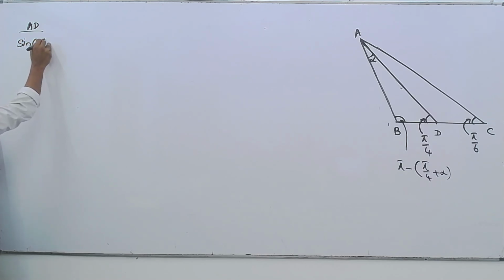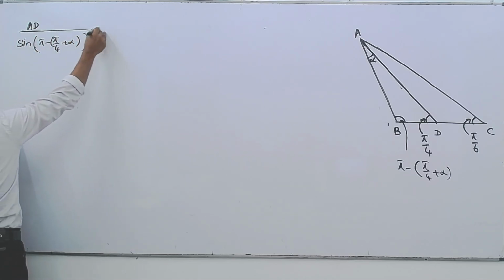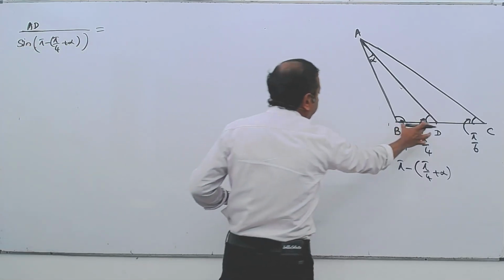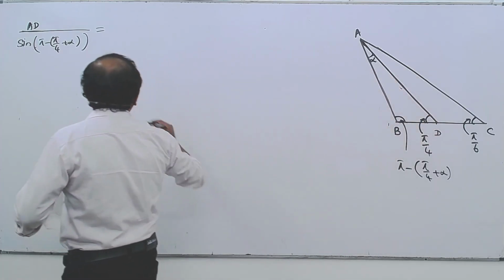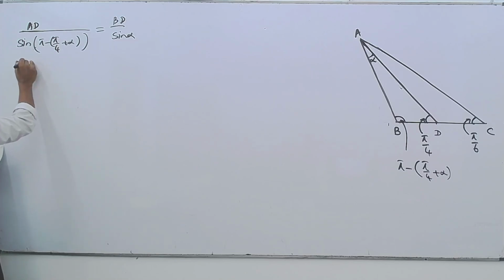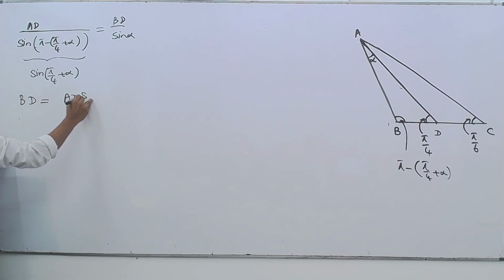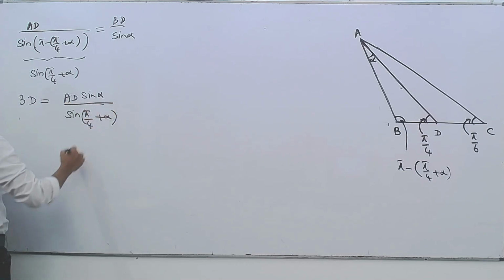sine of the angle pi minus (pi by 4 plus alpha) equals, next one BD divided by sine alpha. Sine pi minus theta means sine theta. If we take this angle as theta, sine pi minus theta is sine theta. Sine(pi by 4 plus alpha). Then we can make BD the subject. BD equals AD sine alpha upon sine(pi by 4 plus alpha). Right, this is BD.